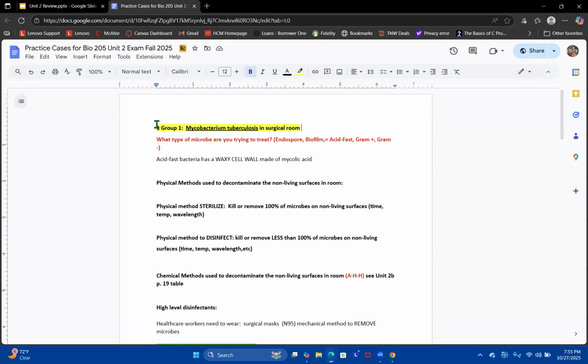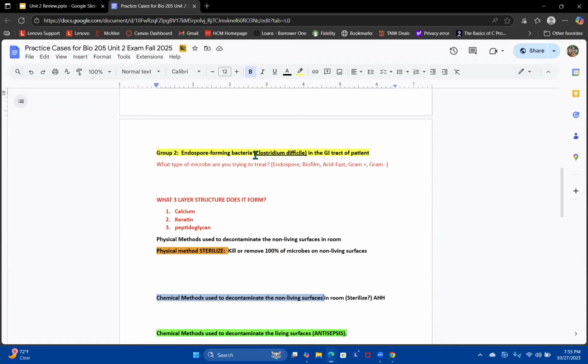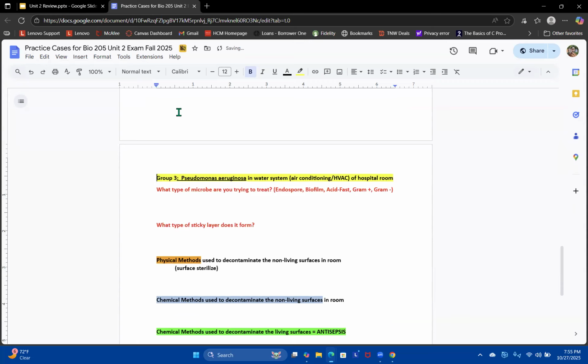But the way these are grouped is that Dr. Cotter gave me 3 cases that I can share with the group. So you have one that's Mycobacterium tuberculosis, hint, hint. We just talked about tuberculosis. Another one is an endospore forming bacteria in the GI tract. Biggest thing to note when we talk about the cases on not just Unit 2, but Unit 3 is what type of microbe is it and where in the body is it located. And then group 3, Pseudomonas aeruginosa in a water system like air conditioning or your HVAC for the hospital.